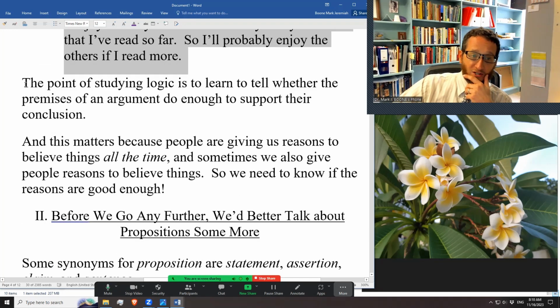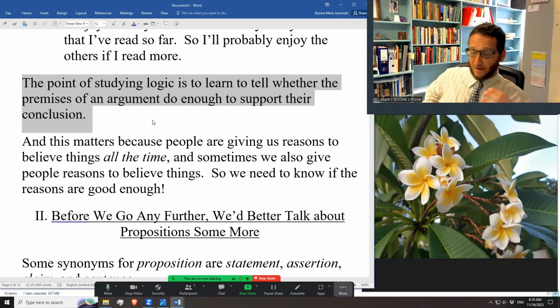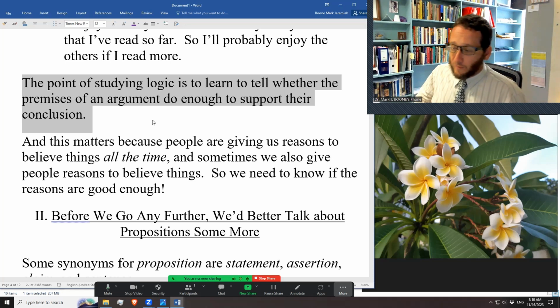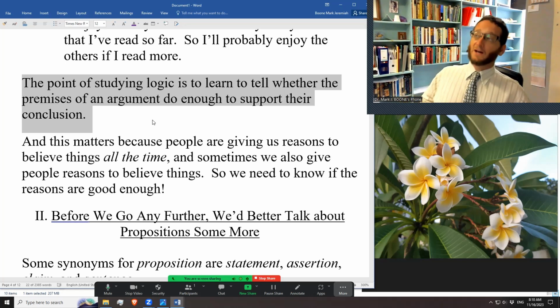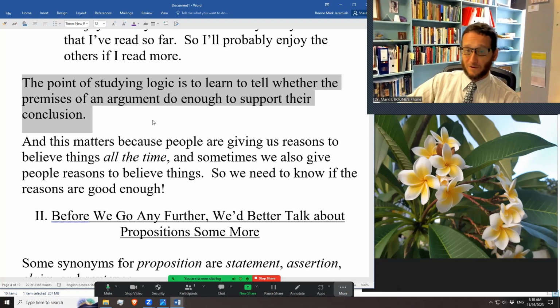Now, the point of studying logic is to learn to tell whether the premises of an argument do enough to support their conclusion. How much is enough? Well, it depends. If it's an argument where the premises are supposed to guarantee the conclusion, then enough is 100% perfection. The premises have to do it, or the argument fails at its intention of guaranteeing the conclusion. For probabilistic arguments, enough is enough, and you have to pay attention to the real ultimate point of the argument. Context will matter a lot.